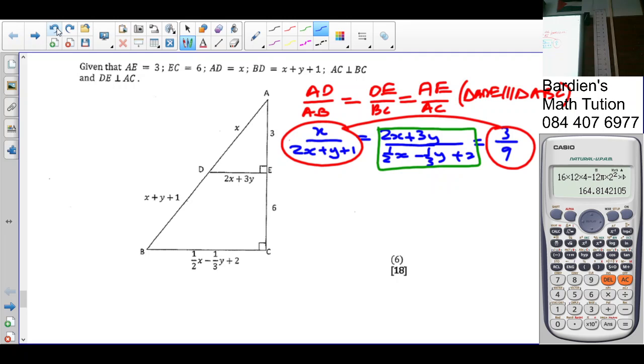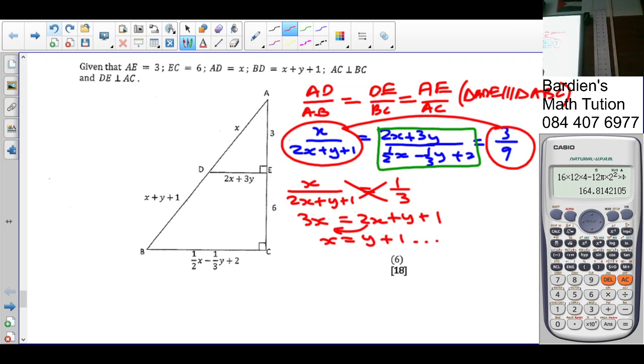3 over 9, sorry. So that's going to give you x over 2x plus y plus 1 equals 3 over 9. Which is the same as a third, not so? So what can I do here? Cross multiply. So what do I get? 3x equals 2x plus y plus 1. Okay? Take 2x over, becomes 3x minus 2x is x equals y plus 1. And this becomes equation 1. As we said, we're going into simultaneous equations.